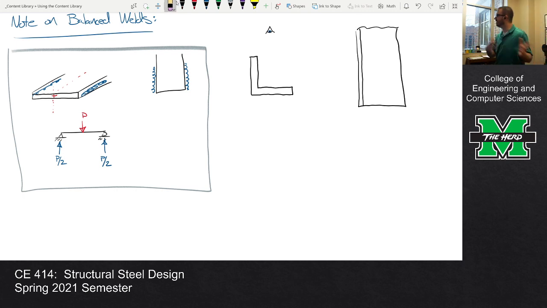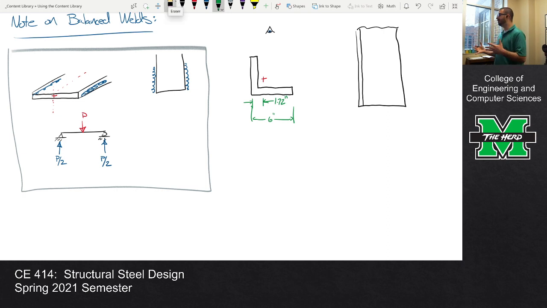Now, where is the centroid on an angle? Well, the centroid on an angle is not in the middle, right? The centroid on an angle is like there. It's closer to one side. So let's use some rough numbers just to have some discussion. If this dimension here is 6 inches, this dimension wouldn't be 3. It might be, I don't know, like 1.72. It might be something weird, okay? Just look up an L 6 by 6 by whatever, and the dimensions might be different.